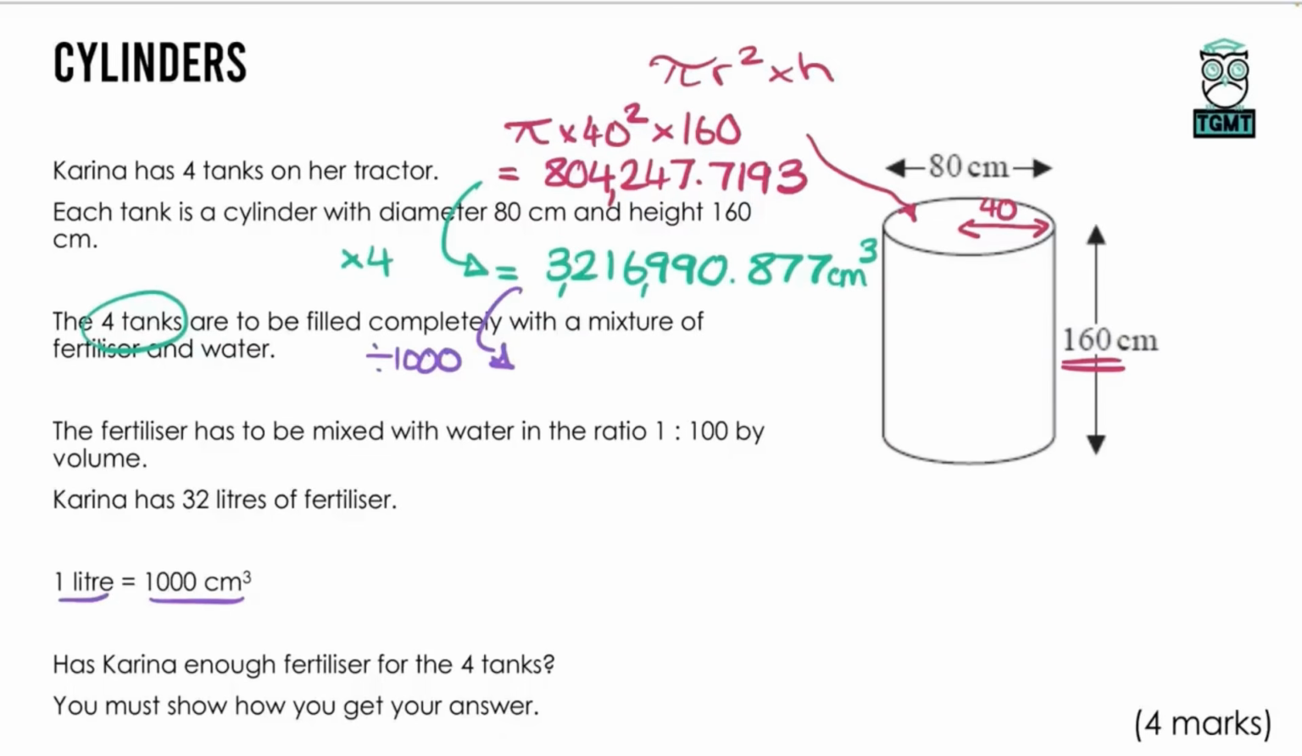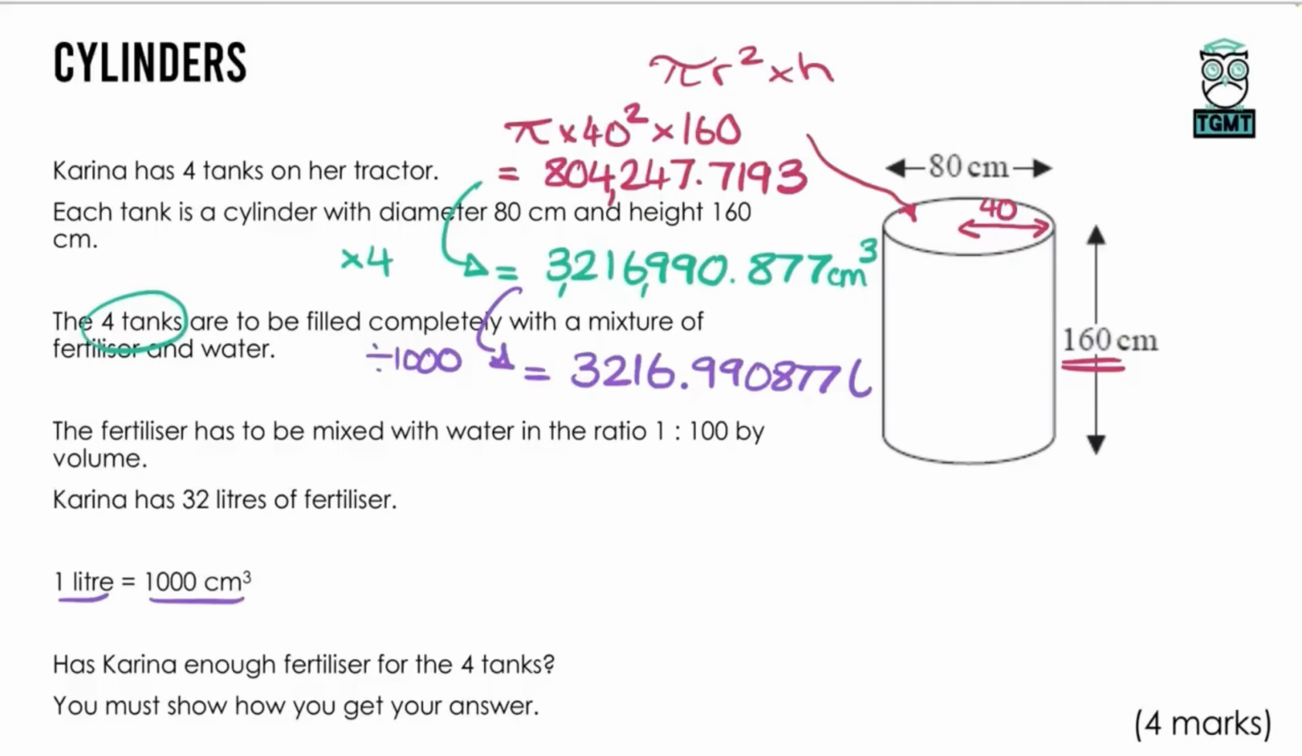So if we divide that by 1,000, at least we're going to get some slightly smaller numbers. So here in litres now, the 4 tanks is 3,216.990877, and that's now in litres. So that's how much space is in those 4 tanks. We just now need to work out exactly how much space we actually need.